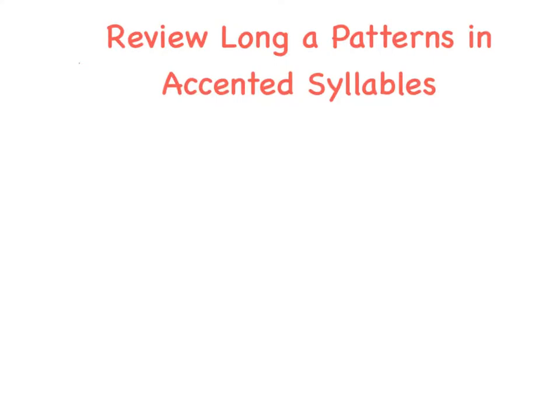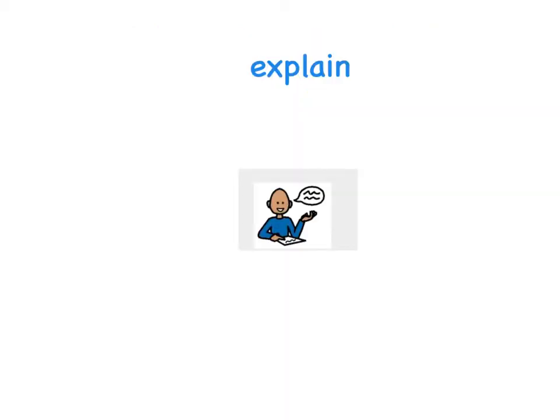On the next six slides are words with a long A pattern. Read the word to yourself and see if you can find where the long A pattern is. Remember that if it has more than one syllable, the accent or stress is usually on one syllable with a long vowel sound.